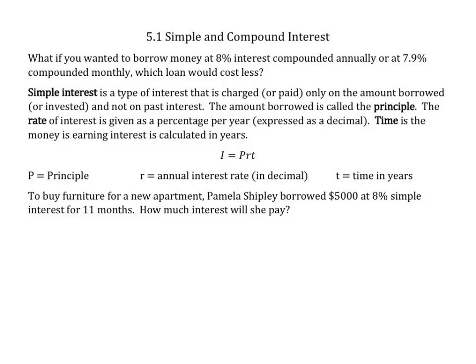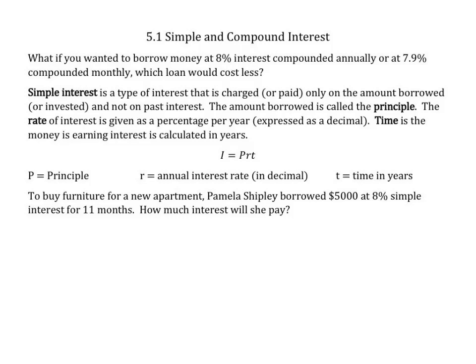So simple interest is a type of interest that is charged or paid only on the amount borrowed or invested, and not on past interest. So it only counts on things that are currently happening, not what happens in the past. The amount borrowed is called the principal. The rate of interest is given as a percentage per year expressed as a decimal. And time is how long the money is earning interest, calculated in years.